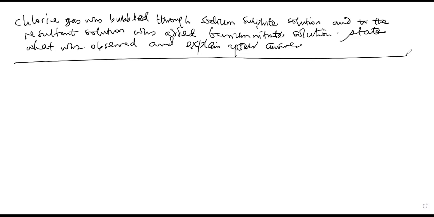For this case, the observation would be that the chlorine gas, which is greenish yellow, dissolved. And then the colorless solution formed a white precipitate with barium nitrate, which we can see in the equation. Since we have sodium sulfide, it means that chlorine oxidized sulfite ions to sulfate ions that combine with the barium ions from barium nitrate to form barium sulfate, which is a precipitate.